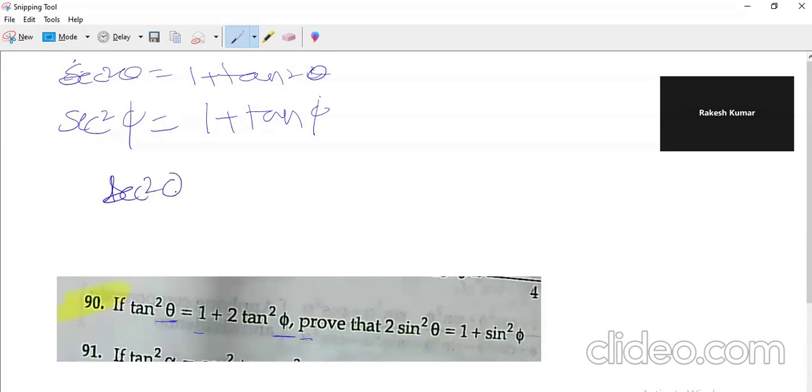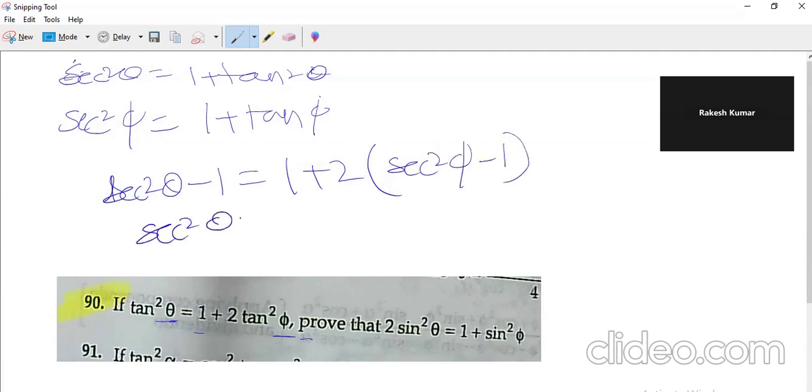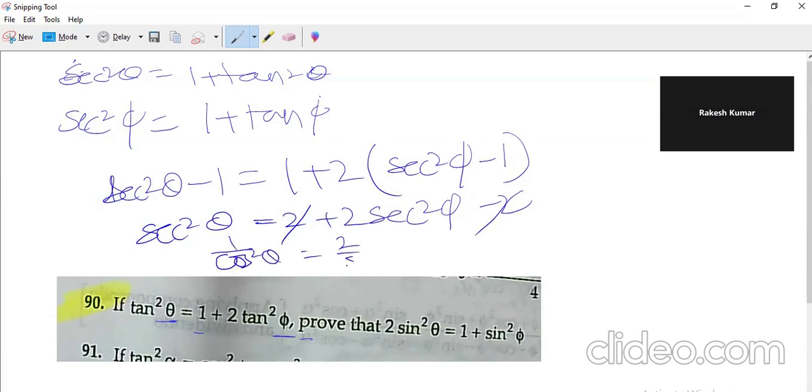So tan square theta is sec square theta minus 1, which is equal to 1 plus 2 times sec square phi minus 1. And that makes sec square theta equal to 2 plus 2 sec square phi minus 2. And this cancels. So we get 1 by cos square theta is equal to 2 by cos square phi, or cos square phi is 2 cos square theta.